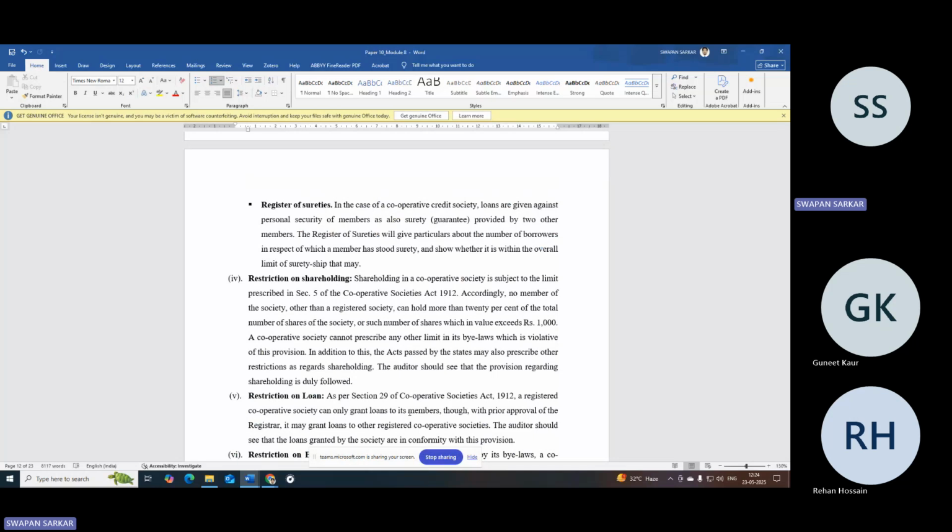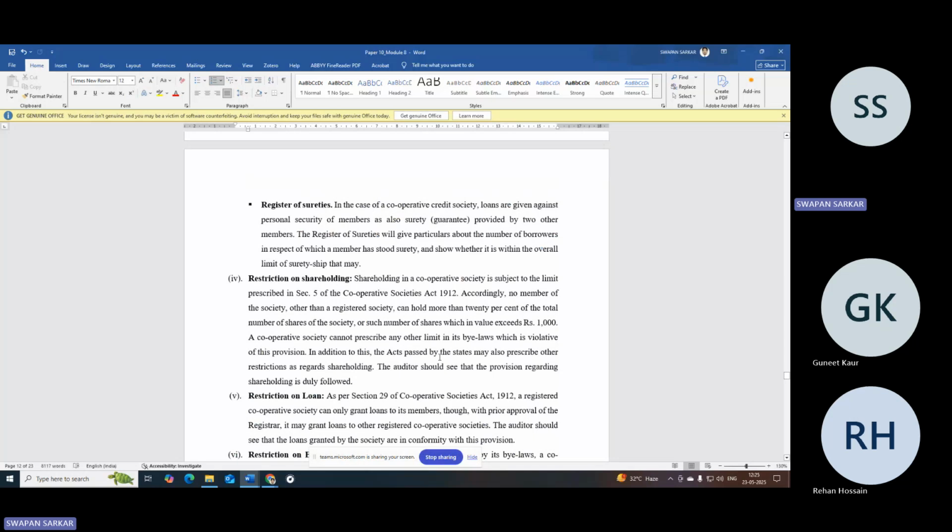Now, in case of a cooperative society, loans are given against personal security of members, as also surety, that is, a guarantee provided by two other members. The register of sureties will give particulars about the number of borrowers in respect of which a member has stood surety and show whether it is within the overall limit of the suretyship that may be permitted. Then there is restriction on the shareholders which is to be investigated.